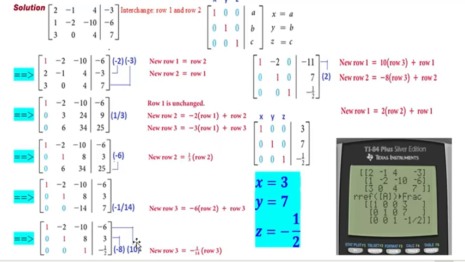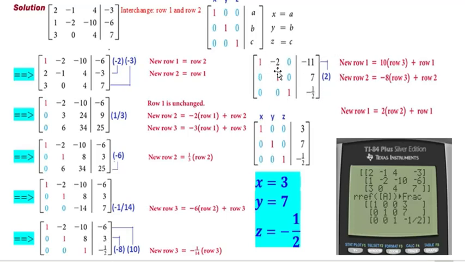Okay. Then multiply row number 3 by 10 and add it to row number 1. 10 times 0 is 0. 0 plus 1 is 1. 10 times 0 is 0. 0 minus 2 is minus 2. 10 times 1 is 10. 10 minus 10 is 0. 10 times minus half is minus 5. Minus 5 minus 6 is minus 11.